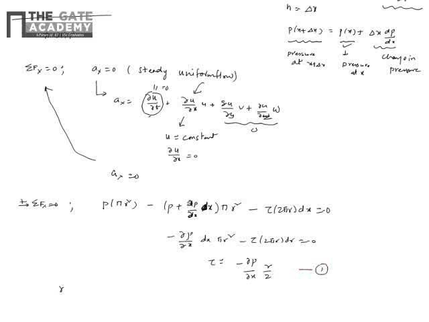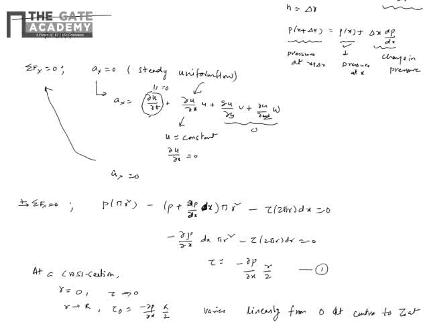From this I can see that at a cross section, when r is 0, τ is 0, and when r is capital R, τ has some value τ0, which is minus ∂P/∂x into R/2. So it varies linearly from 0 at the center to τ0 at the wall. This is the variation of shear stress in a circular pipe with uniform flow.